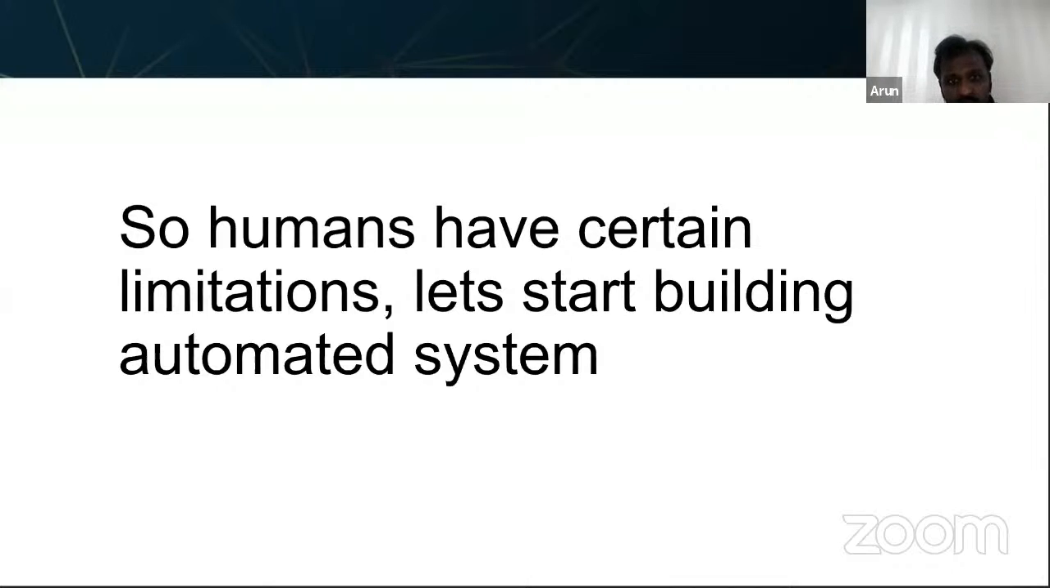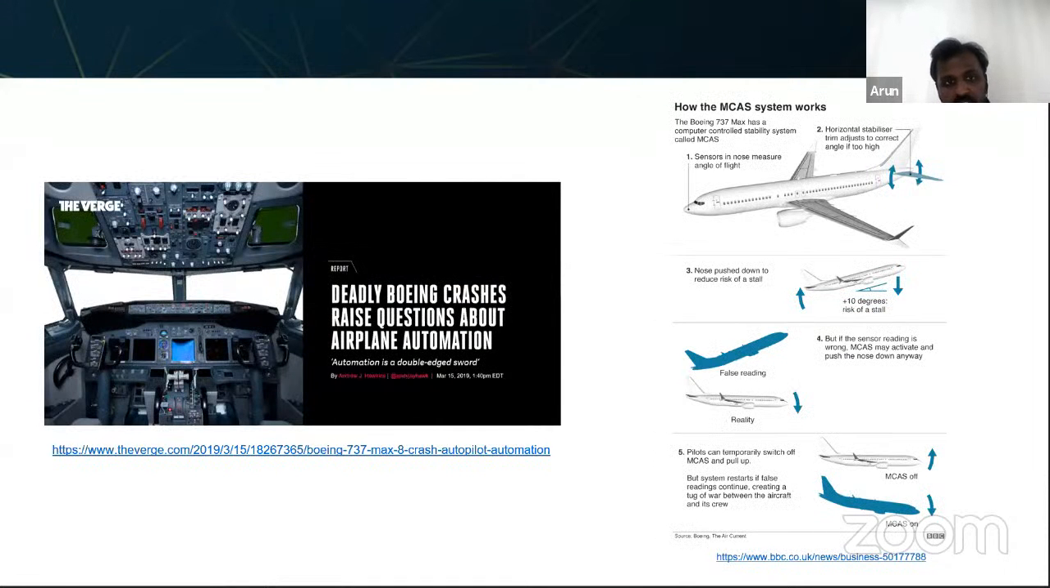So let's say we do understand that humans have certain limitations. That's where a lot of engineers and a lot of people are thinking, okay, let's start building automated systems because they can take care of the entire situation. But that's not the case. A clear, good example which we have seen is the two deadly crashes that happened in 2019, especially with the Boeing 737 Max. I think it was a tug of war between a pilot and the MCAS system.